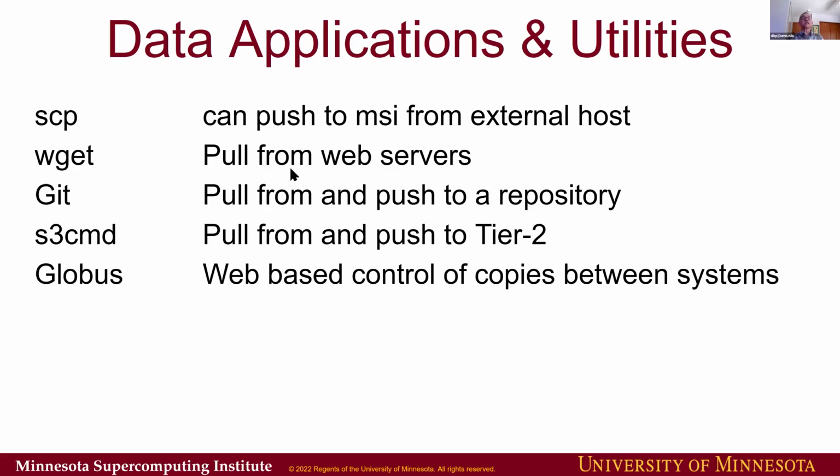wget, which is a great way to pull data from web servers if they support basically these unilateral pulls. There's Git, which is a great way for sharing data and storage across groups, as well as source code. And then finally, the s3cmd commands for access, and I'll be talking about specifically accessing Tier 2 storage, which is available to all users. And then finally, Globus, which is a web-based way of moving very large and complicated volumes of data between major sites.